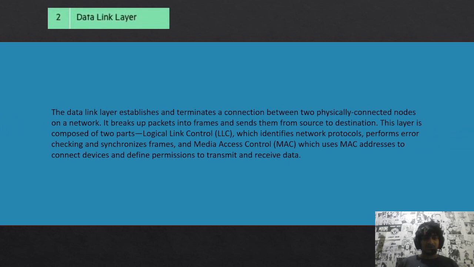And next we have the data link layer. The data link layer establishes and terminates a connection between two physically connected nodes on a network. It breaks up packets into frames and sends them from source to destination. This layer is composed of two parts: logical link control, which identifies network protocols, performs error checking, and synchronizes frames, and media access control, that is MAC, which uses MAC addresses to connect devices and define permissions to transmit and receive data.